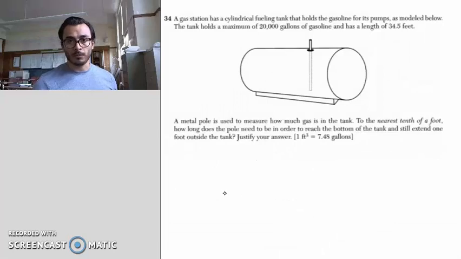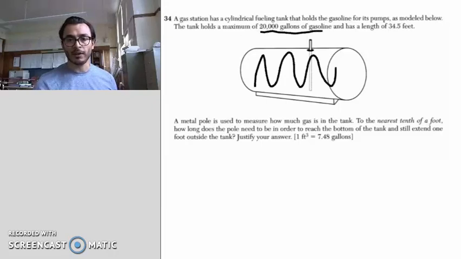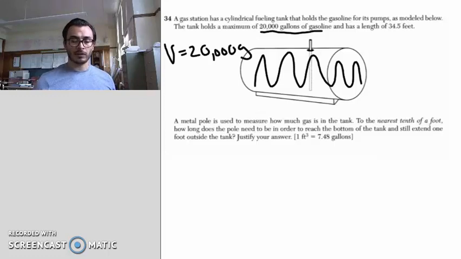Number 34. Here you're given a lot of important information, but the most important information that we need to take from here to begin is this 20,000 gallons. This tank holds a maximum of 20,000 gallons. So that means the volume is 20,000 gallons. That's the volume of the tank.